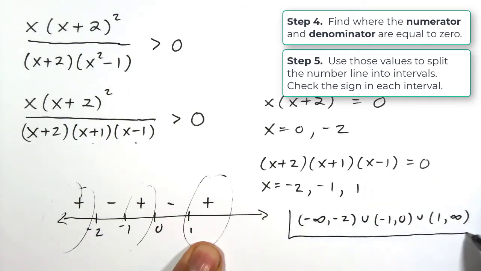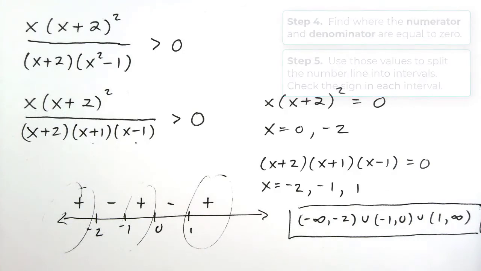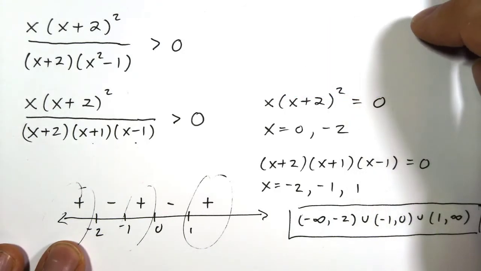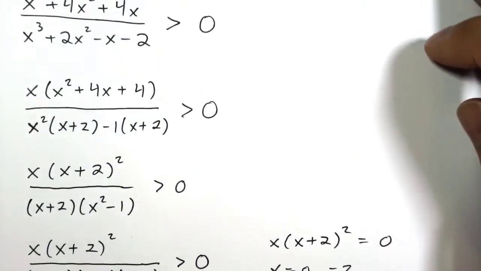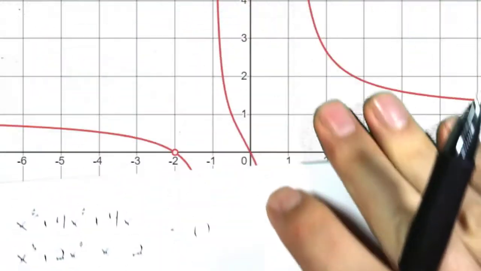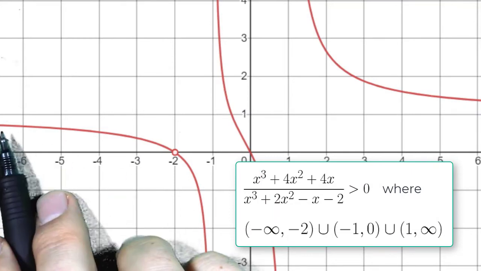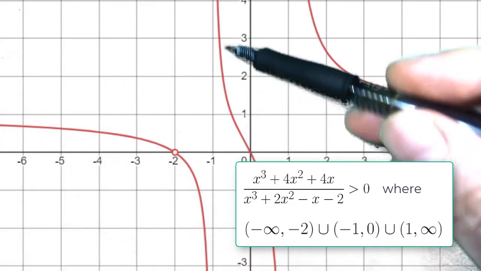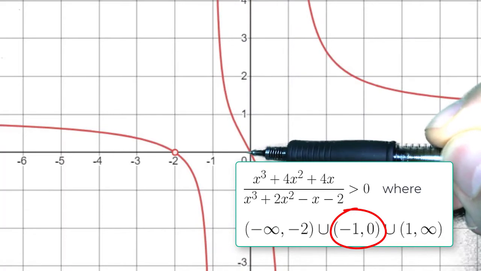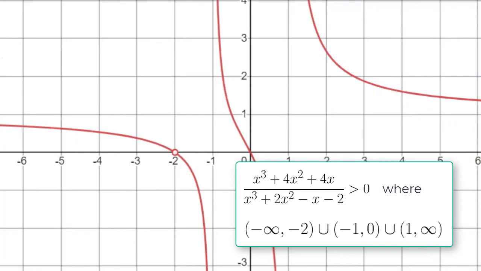That is the answer in interval form. Now, it just so happens that the rational function that I had graphed and was showing you earlier is the graph of this function. So let's take a look at it and verify that what we have written there is indeed correct. You can see that it is positive. It's above the x-axis from negative infinity up to negative 2. It is above the x-axis from negative 1 to 0. And it is above the x-axis from 1 to infinity. So the picture confirms what we had written down as our answer.